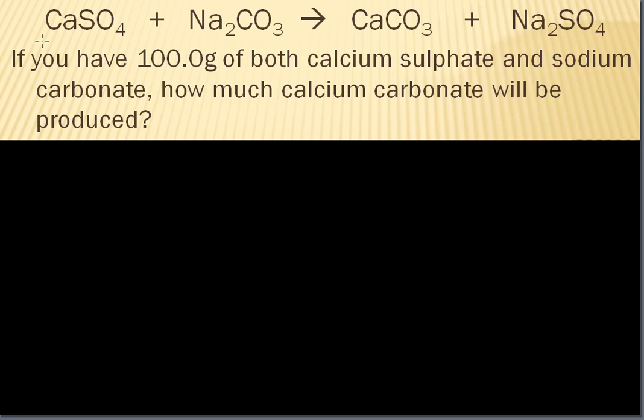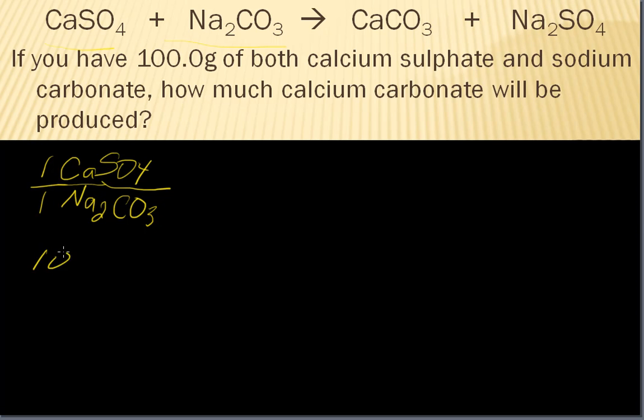So when we're doing limiting reagents, we're always looking at our reagents or our reactants. Right? So calcium sulfate, sodium carbonate. And they exist in a 1-to-1 ratio. Calcium sulfate over sodium carbonate. If we look, we're given that there's 100 grams of both. So we're going to randomly pick one. We're going to pick calcium sulfate to start with. And we're going to say, okay, 100 grams of calcium sulfate.